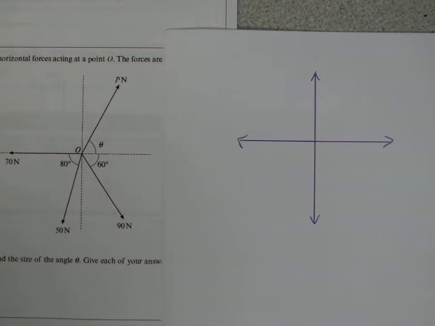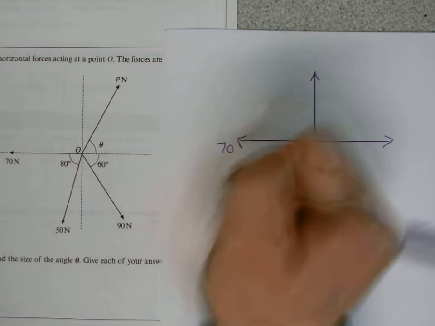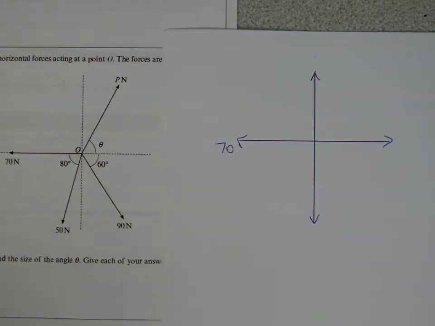Okay, so in this question here, we're told that the forces are in equilibrium, so balanced. So we need to resolve along the x and y direction. We've got 70 here going in that direction. All the other forces are on an angle, aren't they?